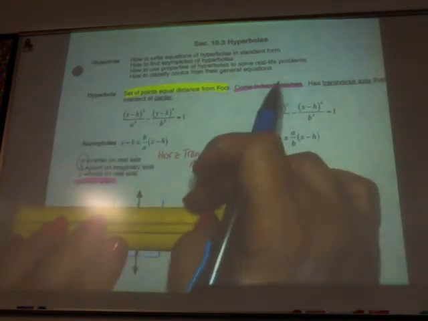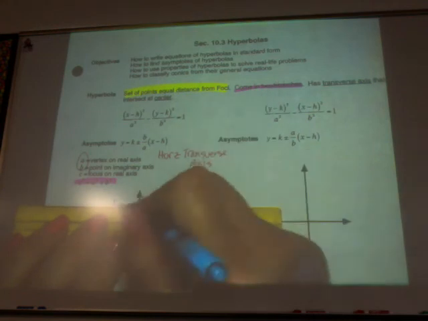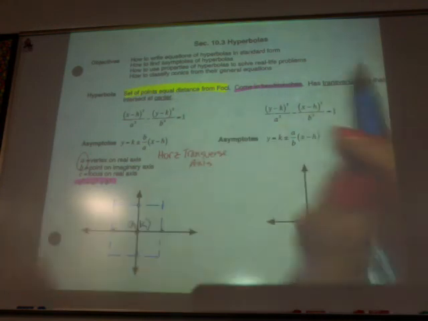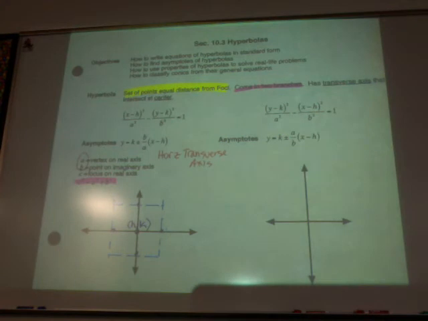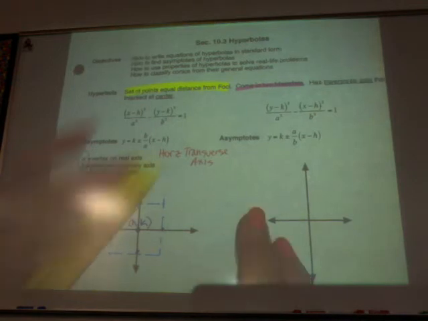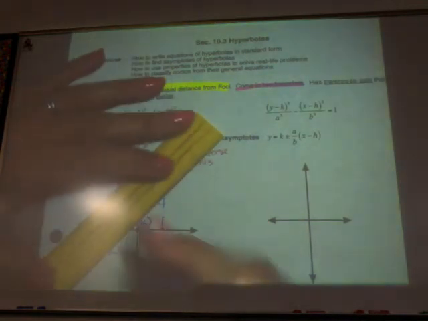And the purpose of this rectangle is to help get the shape of your hyperbola branches. Remember, I didn't really care about the shape of the parabola. I didn't care if it was wide or skinny when we were doing it. That wasn't our focus. But here we need to get the shape of these. So once you do that, get your box in there from your A and your B. Then you're going to put in what are called asymptotes.